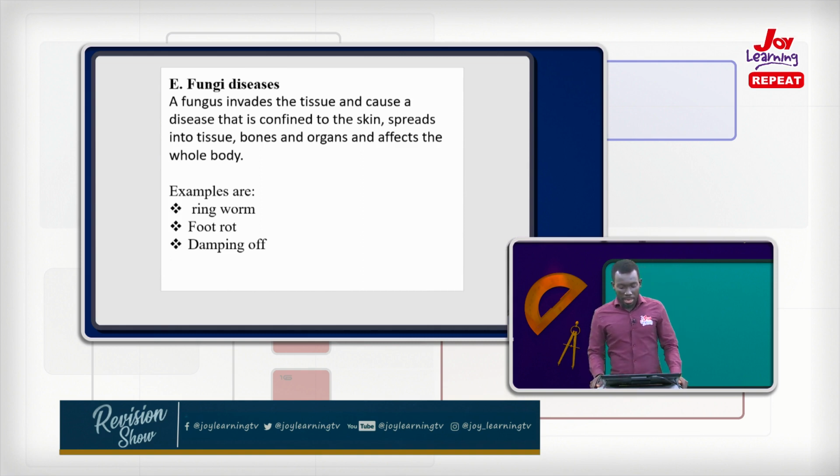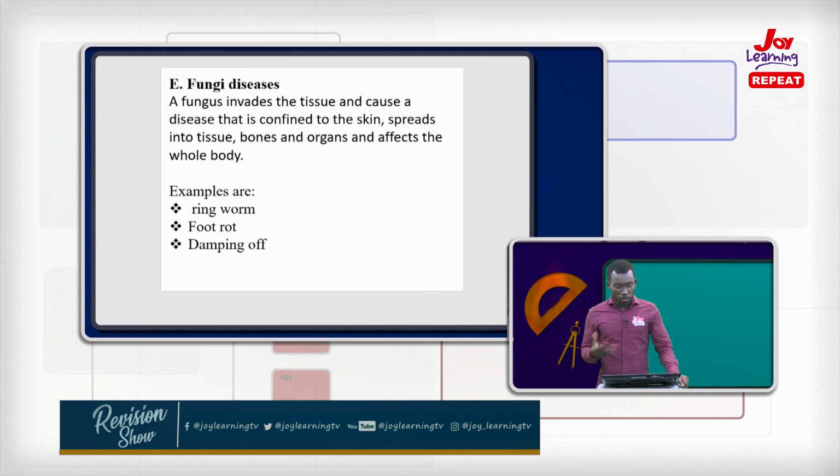Now let's go to fungi disease. Now a fungus invades the tissue and causes a disease that is confined to the skin, spreads into tissue, bones and organs, and affects the whole body. So this is how it happens. It gets into your body, and then just creates an atmosphere for it just underneath your skin, and then doubles up, gets into your bone, your tissues, and then your whole body gets affected by this fungus or fungi, and then problem comes.